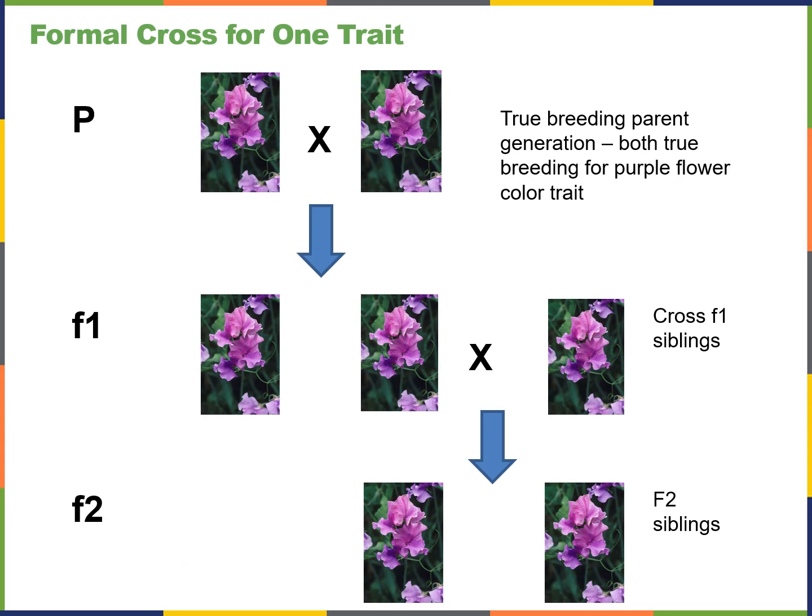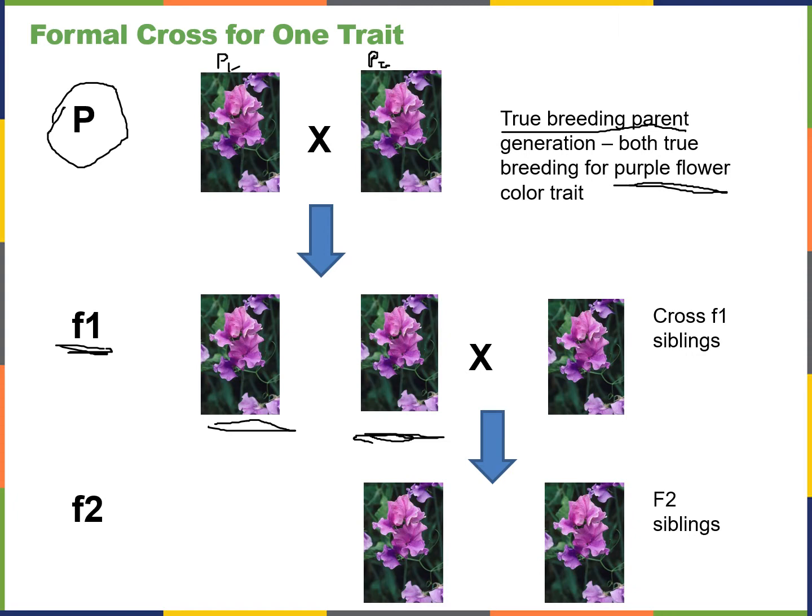So this slide depicts an example of a formal cross for one trait. We're looking at true breeding parents here. So I'm going to name this one parent 1, and this one parent 2. We're looking to see if these are true breeders, are they going to yield purple flowers in all of their offspring? So again, this is the parent generation indicated by the capital P. F1 is going to be the first generation of offspring. And when we bred these two parents together, what we see are two purple plants. So these are true breeders in terms of color.